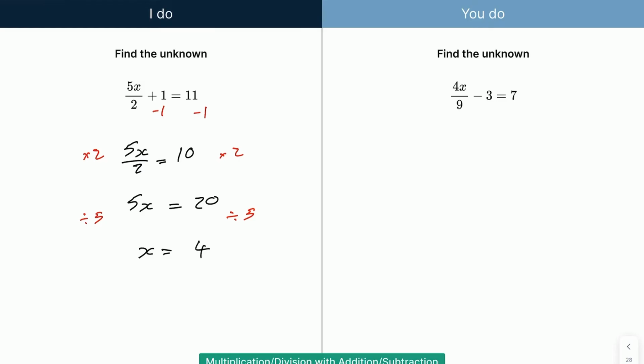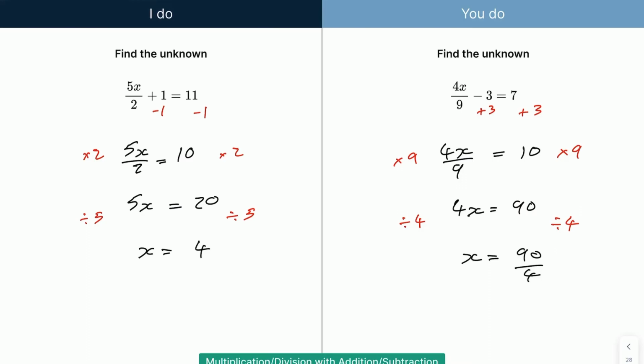So again, hopefully you've pressed pause and had a go at the example on the right. It will be easier to get rid of the 3 first. So we'll start with that. You do the opposite. So it's a negative 3, so we add 3. That now becomes 10 is equal to 4x over 9. I'm now going to get rid of the 9. And I am now going to get rid of the 4. So we have x is equal to 90 divided by 4, and that can be simplified a little bit more, so that can be written as 45 over 2. And you can always go back and substitute that back in to make sure you get the right answer.